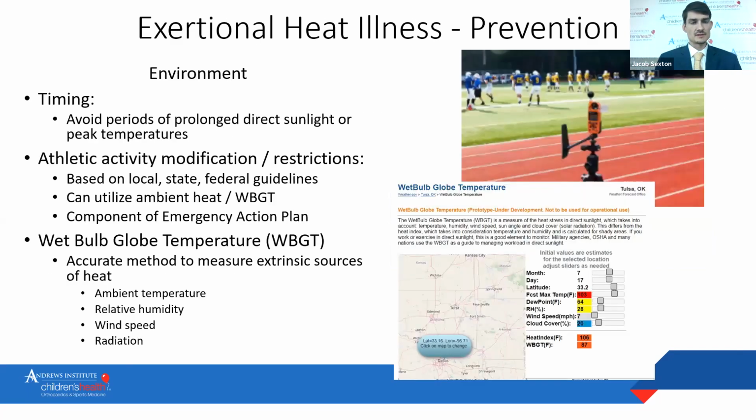So what else can we do for prevention? The environment's the other thing we need to consider about with exertional heat related illness. Timing, we need to avoid periods of prolonged direct sunlight or peak temperatures. That's kind of a given. The other things that we need to consider are the activity modifications and restrictions. Those are kind of changed depending on what state and what region you're in. They can be local guidelines, state or federal. You can utilize ambient heat temperatures such as the heat index or wet bulb globe temperatures. And this should definitely be a component of your emergency action plan.